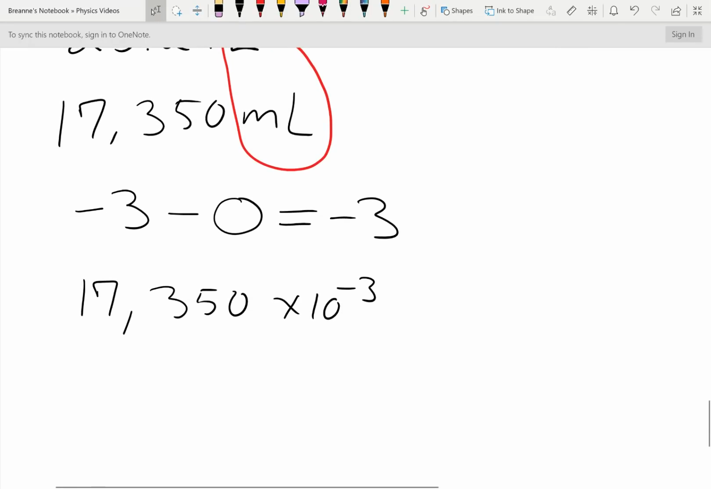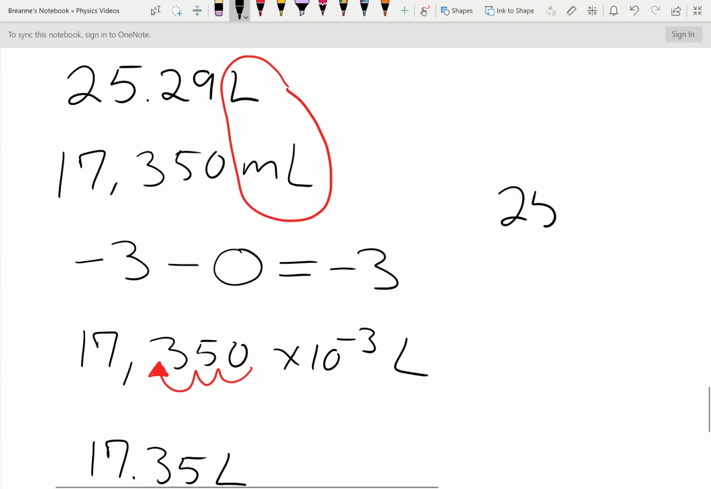If you want to move that around so you can actually subtract, that -3 just means you're moving the decimal 1, 2, 3 places to the left. So that becomes 17.35 liters. So that's technically in liters. We're just moving it so it becomes easier to subtract.